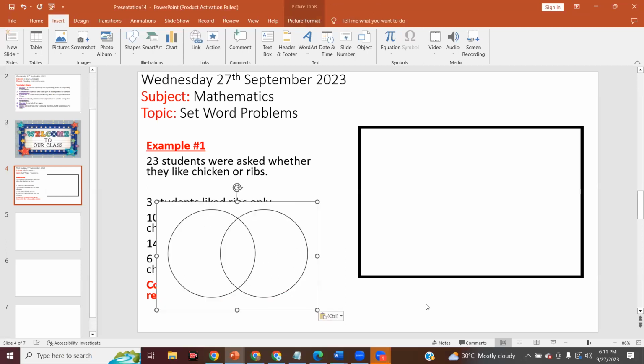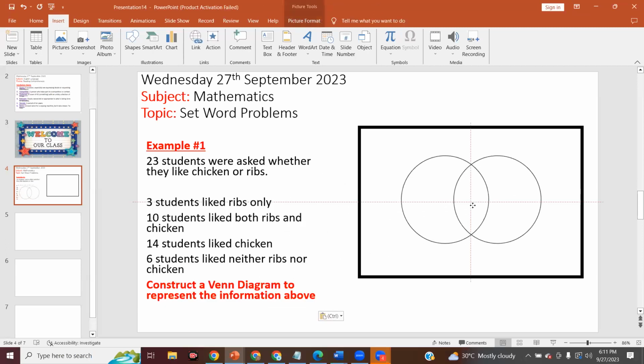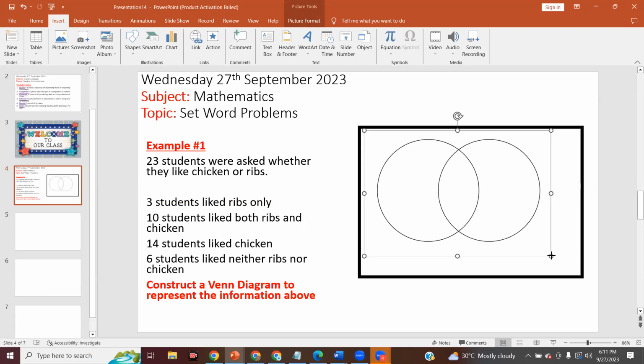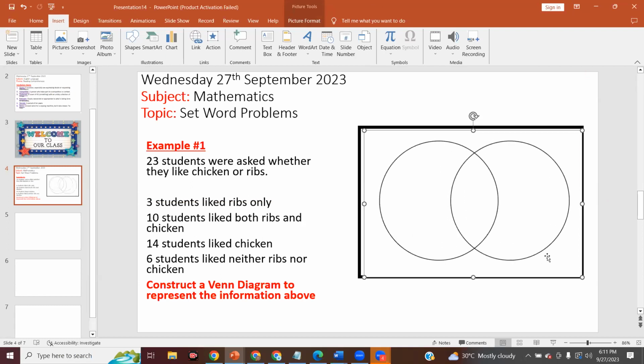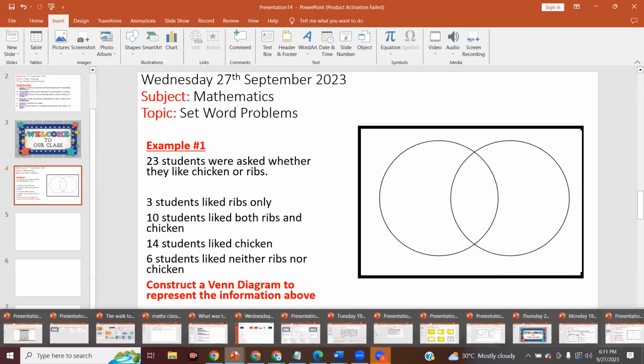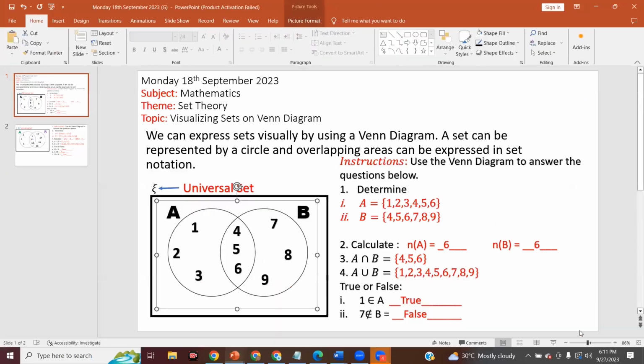And so we're going to have overlapping circles. And so this is the Venn diagram we're going to construct based on the information that we were given. All right. And so obviously this is the universal set. We got to put that as well.